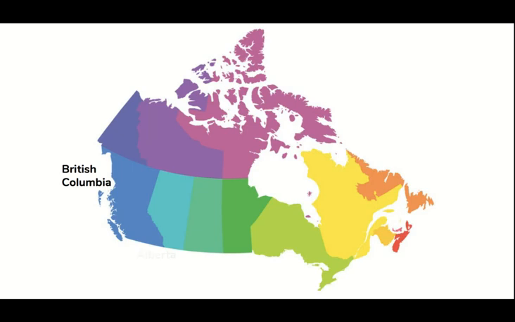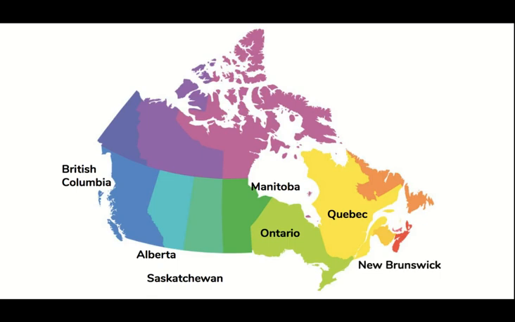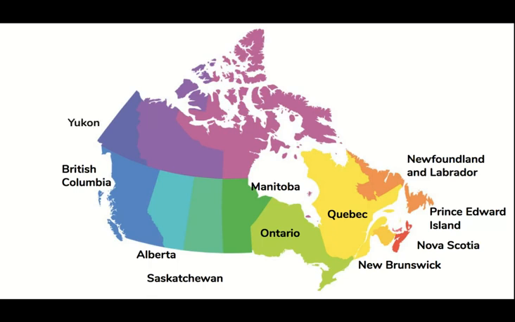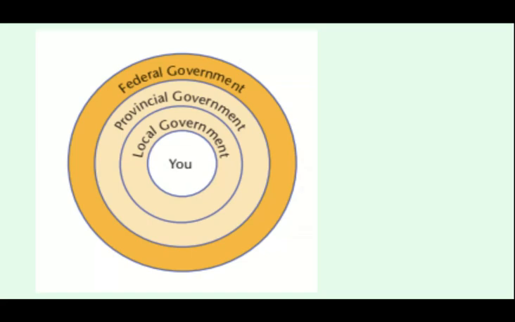So here's British Columbia. There's Alberta in light blue, Saskatchewan, Manitoba, Ontario, Quebec, New Brunswick, Nova Scotia, Prince Edward Island, which is actually a little island in the middle, not that big one on the right, Newfoundland and Labrador, the Yukon, these are the territories, and the Northwest Territories, and Nunavut. So this is all of Canada's provinces and territories.